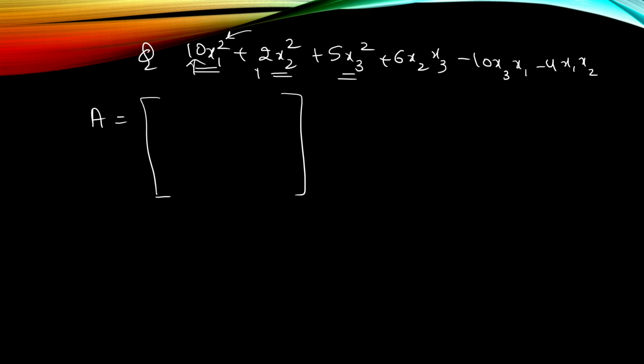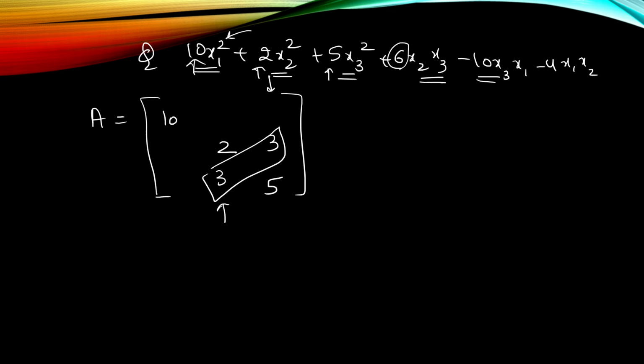So these coefficients become your principal diagonal elements. This is x2, x3, x2, x3. So half of it, that is 3, will go here in this form. Then half of x3, x1, x3, x1. That means half of it is -5. And this is x1, x2. Half of it is -2. So this is your symmetric matrix.